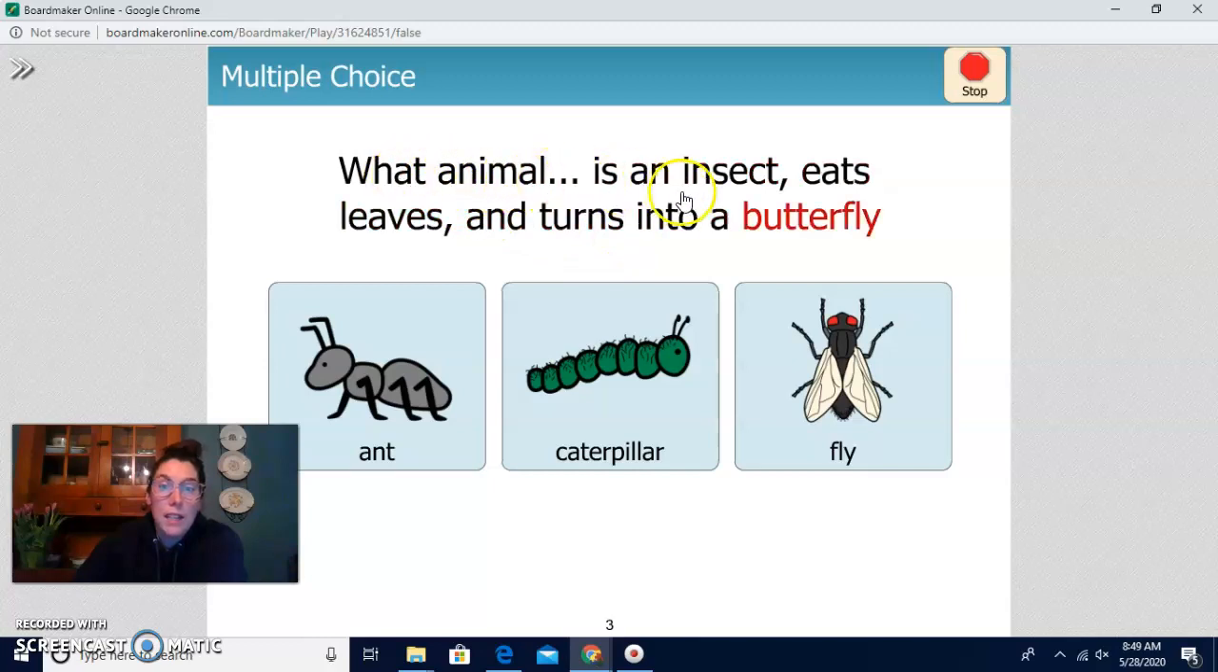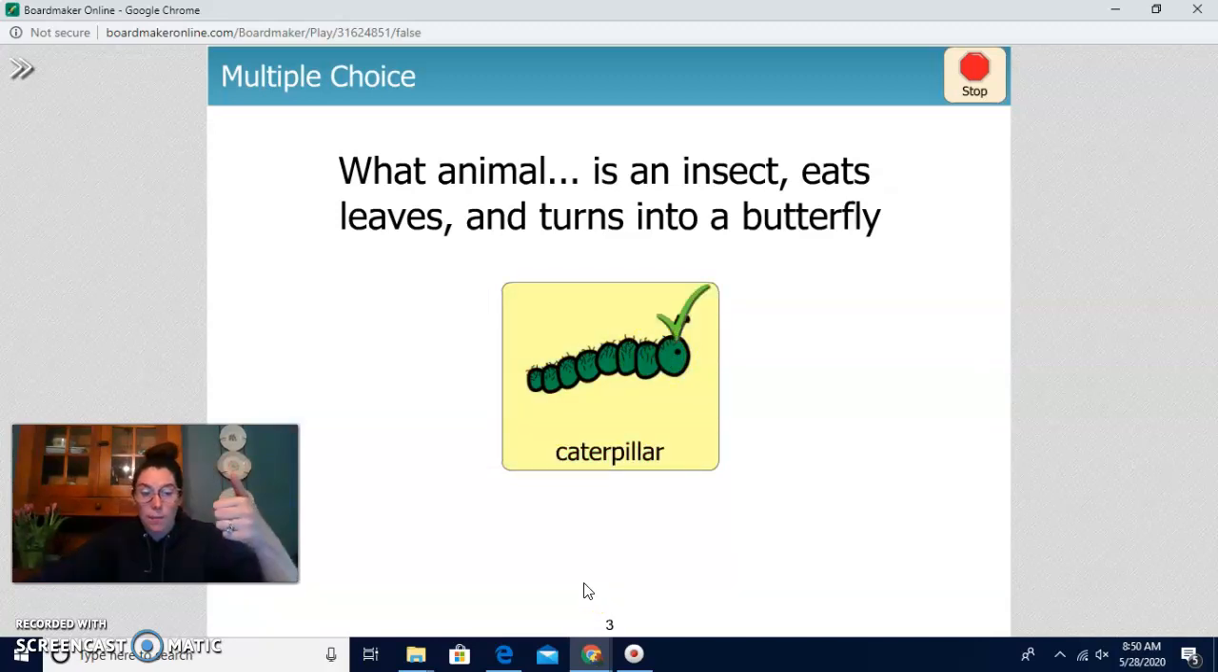What animal is an insect? It eats leaves and turns into a butterfly. Do you remember the life cycle of the butterfly we did? Does it start with an ant? No. Does it start with a caterpillar? Yes, right? The caterpillar turns into a butterfly, just like the Very Hungry Caterpillar book. And it's not a fly because we know it's a caterpillar. Let's see if we're right. It'll give us the check. Oh, we're right. Thumbs up. Nice job.